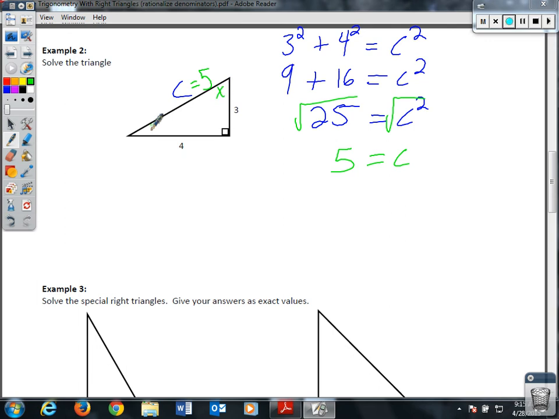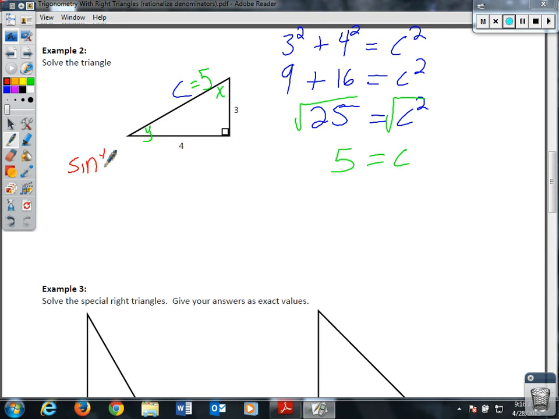I'll call them x and y. So let's start with x. If I want to do x, I could find it using the sine inverse. I have to use inverse because I'm finding an angle. I could do the sine inverse of 4 divided by 5, that's opposite divided by hypotenuse. I could do the cosine inverse of 3 divided by 5, that would be adjacent over hypotenuse. Or I could do the tangent inverse of 4 divided by 3, that would be opposite over adjacent. I'm going to do sine inverse though.